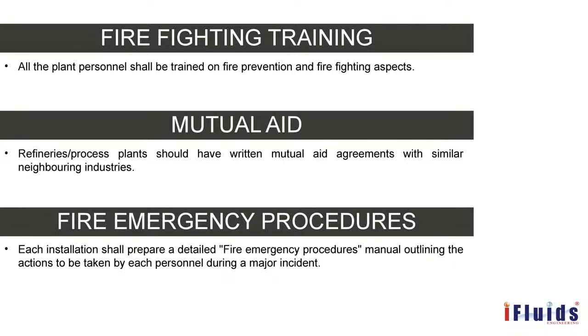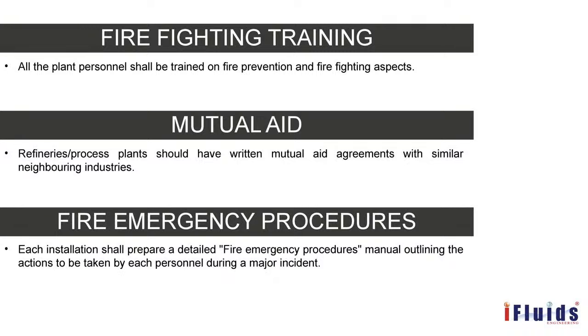Next one is mutual aid, which is chapter 19. A refinery or process plant should have a written mutual aid agreement with similar neighboring facilities. Under this mutual aid, all the details and responsibilities of the members, schemes and procedures are presented, and that is outlined in Annexure 5. If you go through that, all the mutual aid requirements are detailed in Annexure 5.